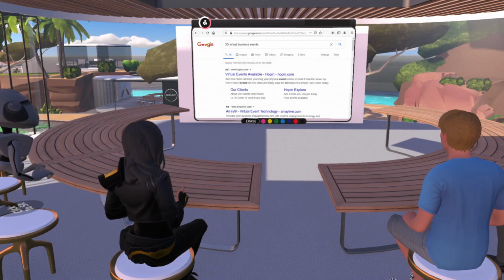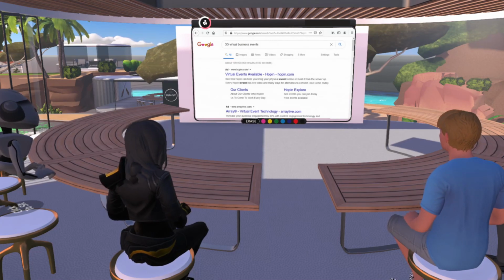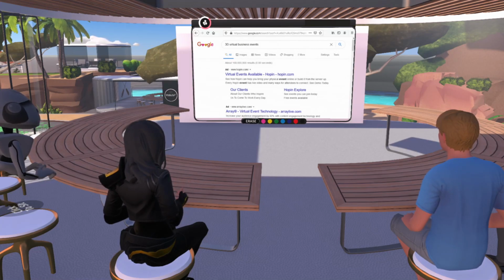But I think the issue is that we kind of, well, I don't know, destroy their computers. It's really weird.